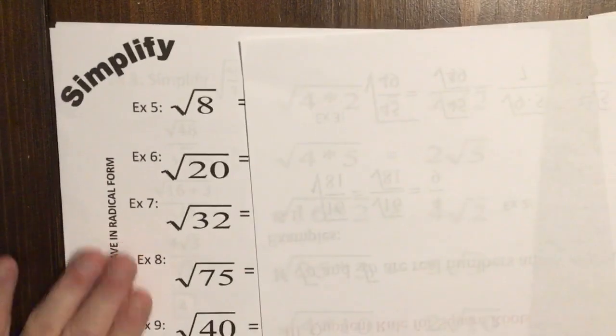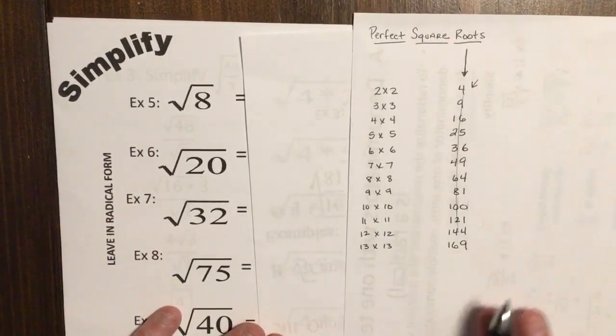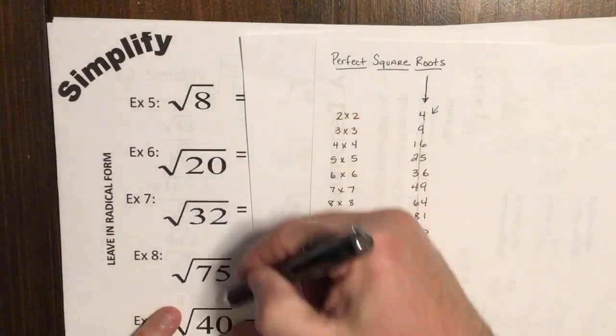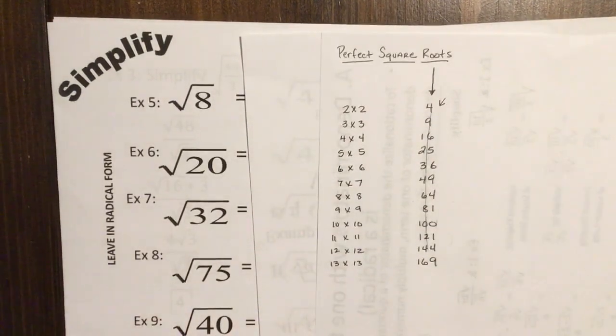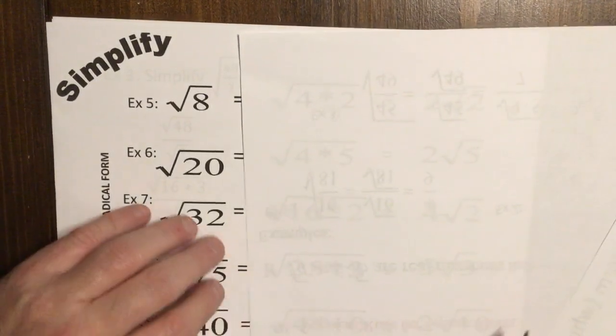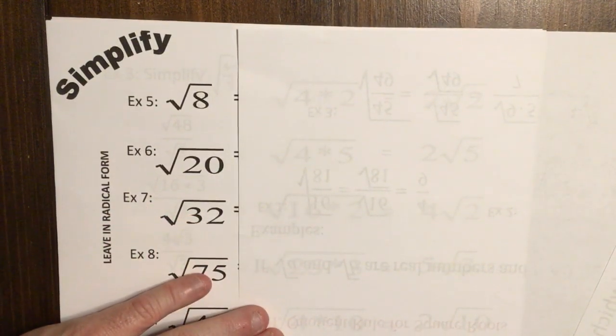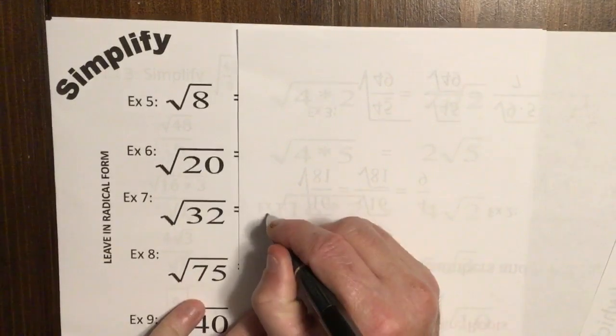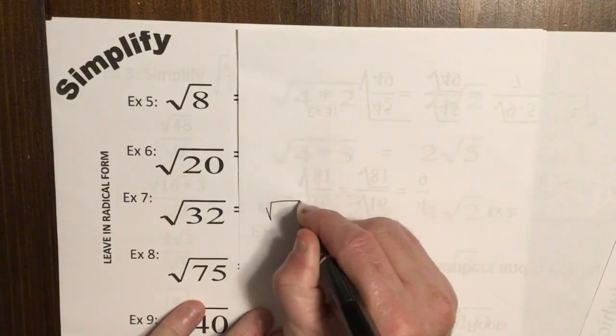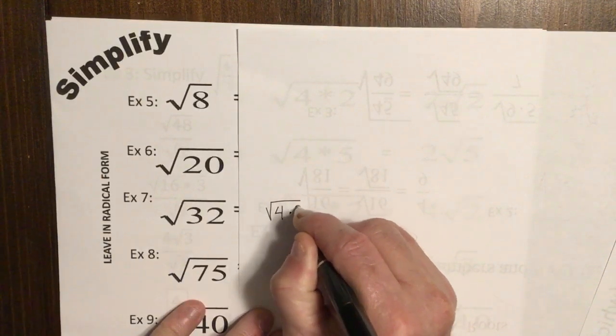Again, find these numbers that'll go into these numbers evenly. Now, there might be a chance where, let's just take one for example. Let's say I mess up here. Let's just take 32, okay? I know 4 will go into 32. So let's say I do this, that's the same thing as saying 4 times 8.